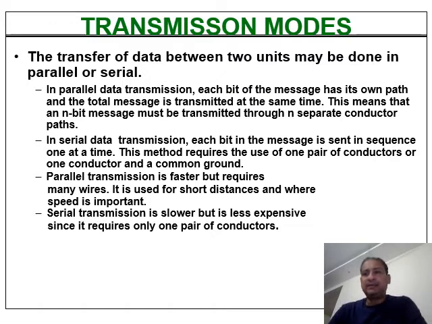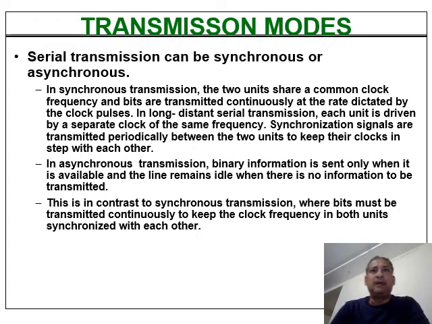Now, as I discussed earlier, those four types of categorizations of input and output were independent of each other. So you could have a parallel synchronous IO, parallel asynchronous IO, or serial asynchronous IO, or serial synchronous IO. Let's talk about serial synchronous versus serial asynchronous.